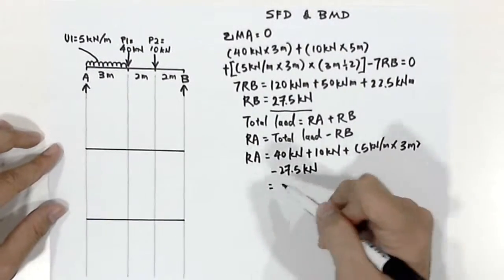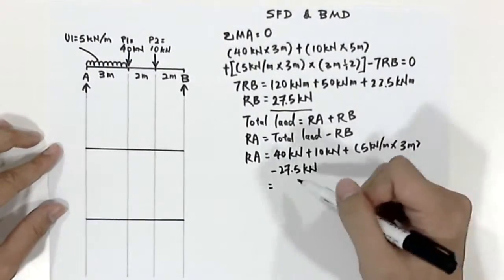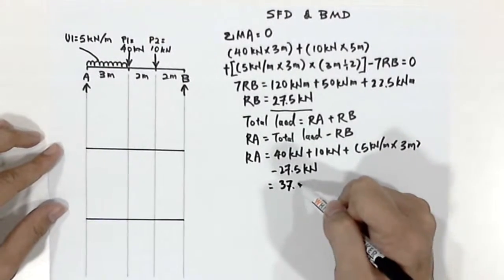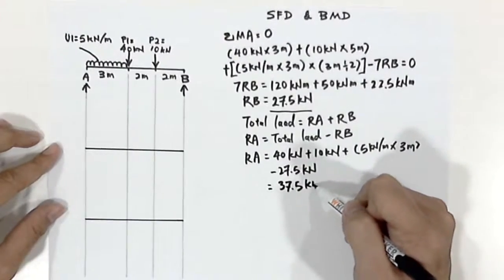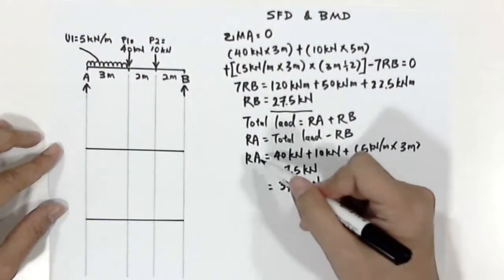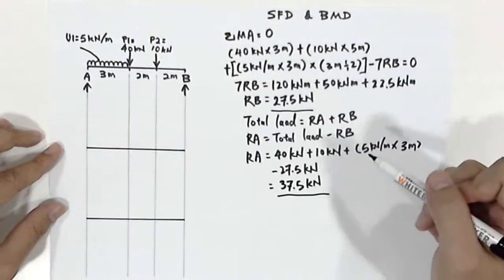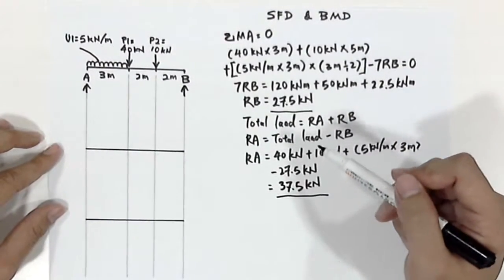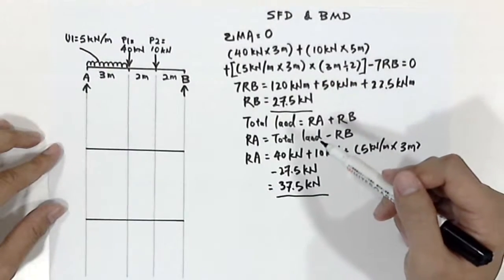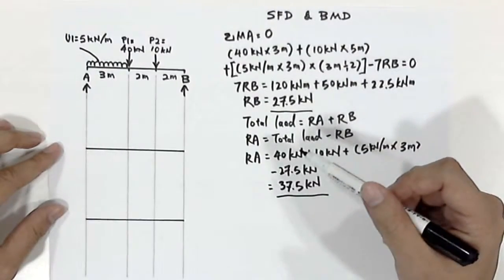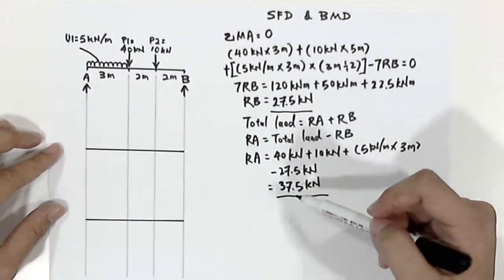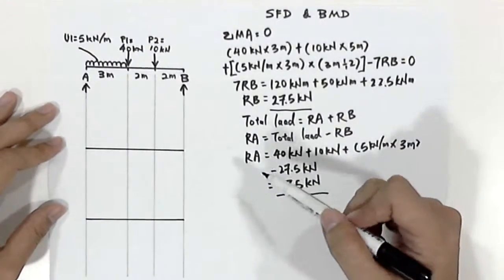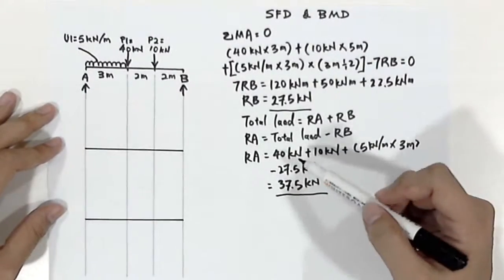So if you solve this calculation, what we'll get is 37.5 kilonewton. So this is our RA. Once we have RA and RB, we can start to work on our shear force diagram. By using a graphical method, we can draw the shear force diagram.